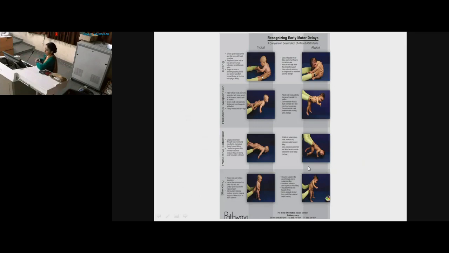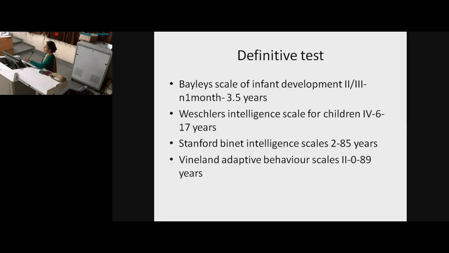So whenever you're examining a child, you first let them lie in prone position, then supine, then you pull them up, then you put them in supine, and then you put them in ventral suspension. In all these positions, you look at their neck control, their back control, how they respond if you suddenly bring them down, how much they are able to control, and how they interact. So these are the definitive tests. We don't expect you to know in detail. We expect you to know the names.